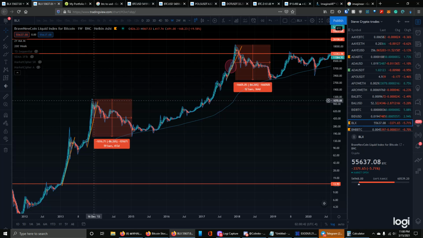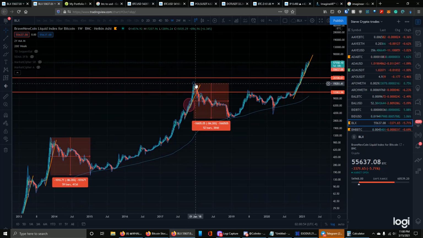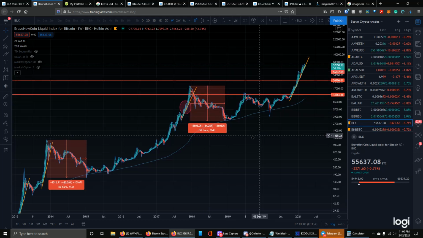So 2013, blow-off top, 86% correction from peak to bottom, okay? 2017, from peak to bottom, 84.26%. So it was only a 2% difference, okay, even though this asset was so much more liquid and mature, okay?